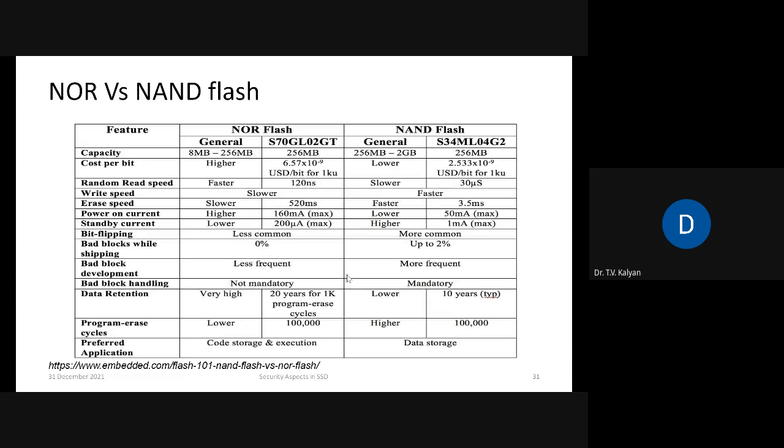So here is a quick table comparing NOR and NAND flash. NAND flash is denser and its cost is less, but NOR flash is faster for read operations. NAND flash is faster for both write and erase operations. In general, NAND flash is used for data storage, and NOR flash is used for code storage and execution. If you look at the cost, NOR flash is much costlier. So in small embedded devices, we would typically go for NOR flash, but in all other devices, we would be looking for NAND flash.